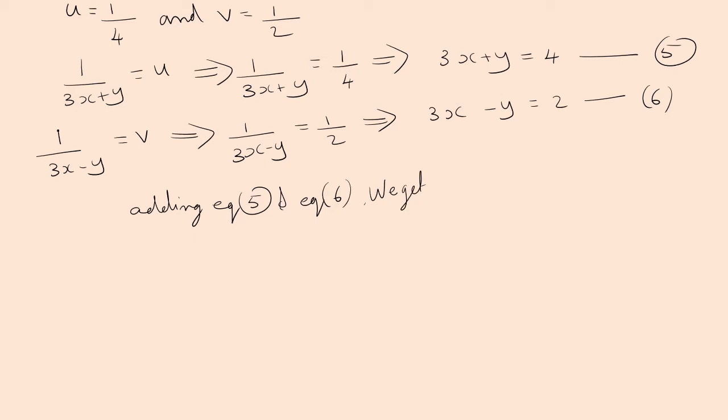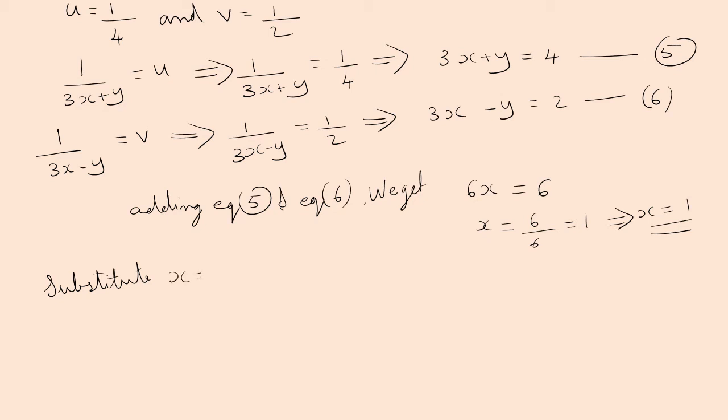now 3x plus 3x, that is 6x, plus y plus minus y, that is 0, equal to 4 plus 2, that is 6. From this you can write x equal to 6 upon 6, that is equal to 1. Therefore, x equal to 1. Now you have to substitute x equal to 1 in equation 5.